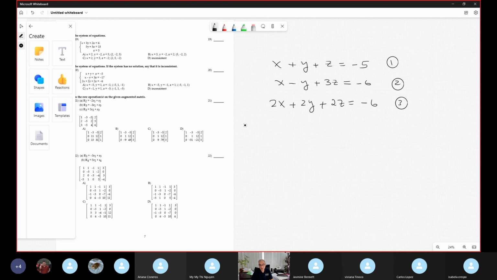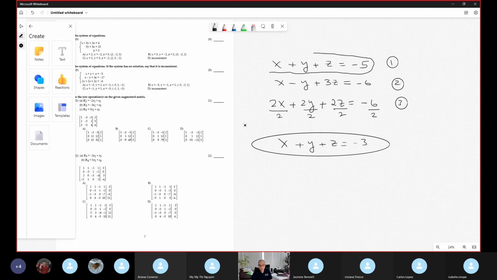And you see some connection between 1 and 3, no? You divide by 2. In this case it's divided by 2 because it's even, but see, 3, 3, 3, divided by 3. And you get x plus y plus z equals minus 3. So this equation and this equation are a contradiction, because the expression x plus y plus z is the same. It's equal to -5 and also equal to -3. This is a contradiction. So, no solution. Inconsistent. Okay, inconsistent.